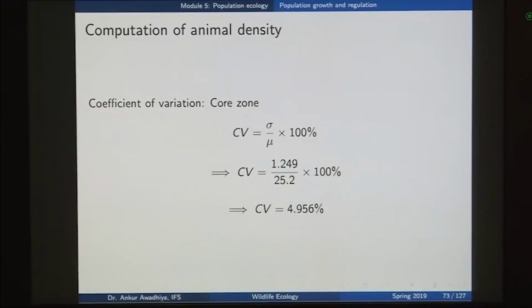So, in the case of core it comes to 4.956% or close to around 5%. In the case of buffer it comes to 54.998% or close to 55%. So, in the case of core we are saying that the standard deviation is just 5% of the mean value. In the case of buffer the standard deviation is as much as 55% of the mean value. So, in this way we can make comparisons between both of these groups even if they have different sizes.